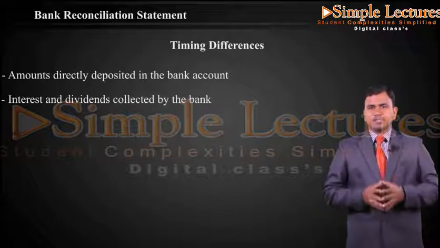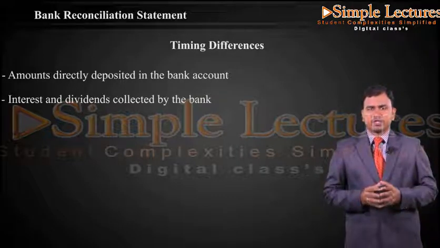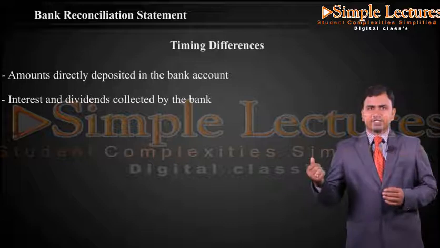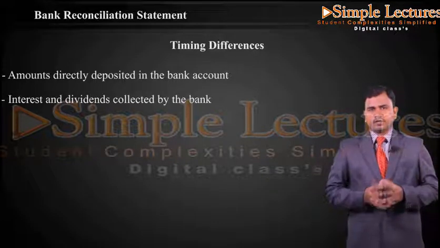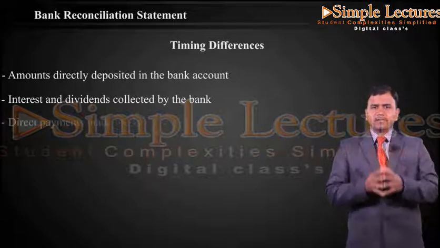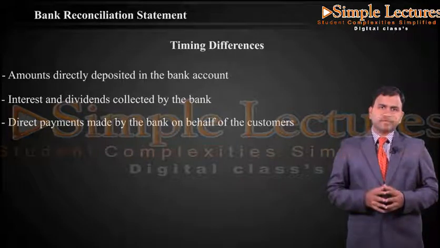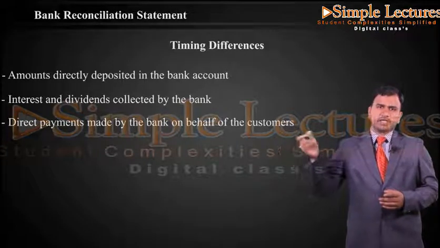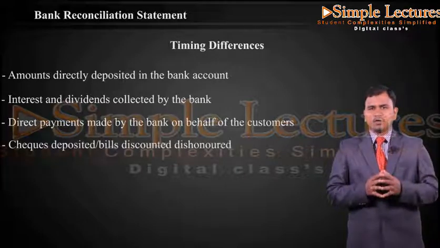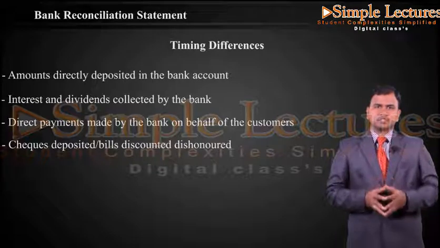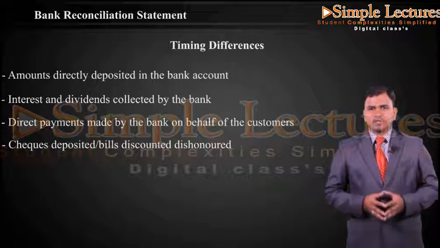Again, interest and dividends collected by the bank. Whatever interest or dividend we are supposed to get, if they are directly collected by the bank, these entries will not occur in the cash book, so we have to enter them here. Then direct payments made by the bank on behalf of the customers. If any payment has to be made and it is made directly by the bank, then again that is not entered in the passbook. Then again, checks deposited or bills discounted or dishonored, at that time we are going to incur the differences.